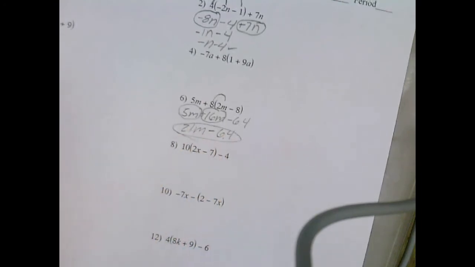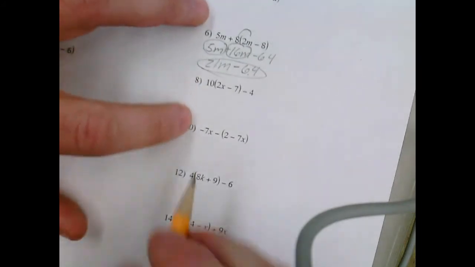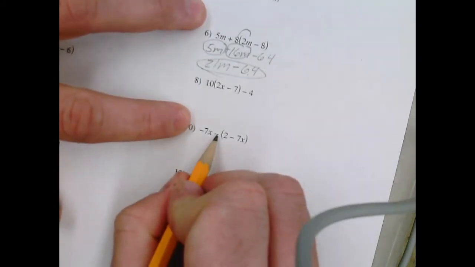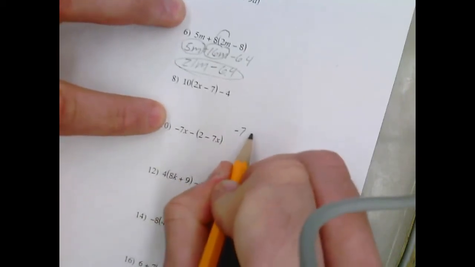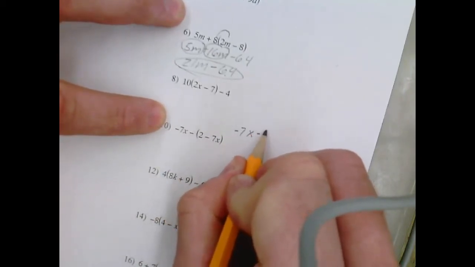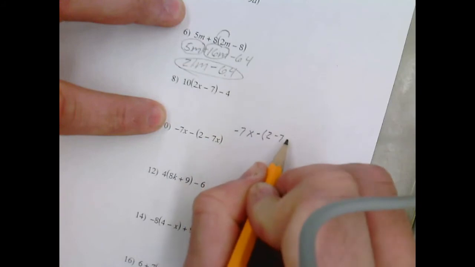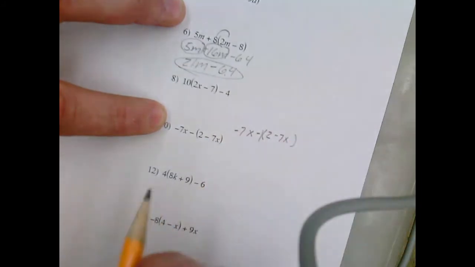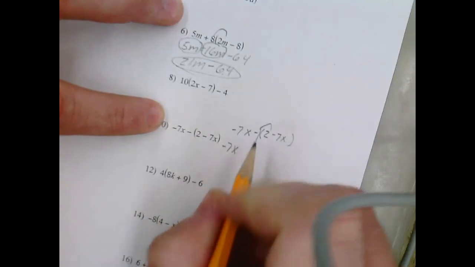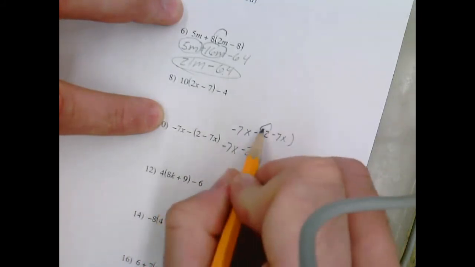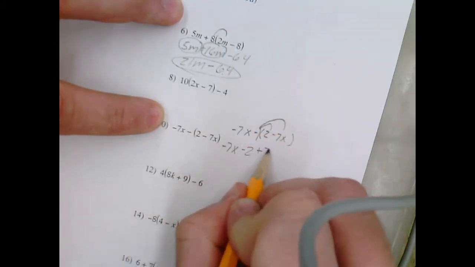Now I want to give you guys a weird one. If we look at number 10 here, number 10 has a negative symbol in front of the parentheses. So as in class, I told you there's 2 ways to do it. You can either treat it like it's distribution, which I will do right here. I'm going to make that like a negative 1 and distribute this negative 1 with the parentheses. So it's negative 7x minus 2 plus 7x.